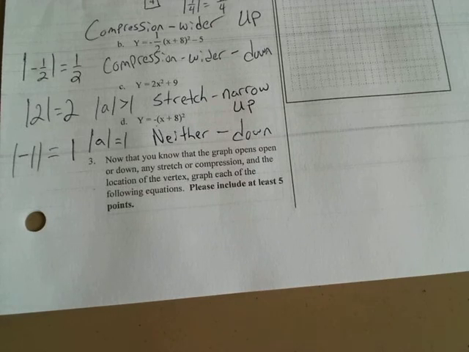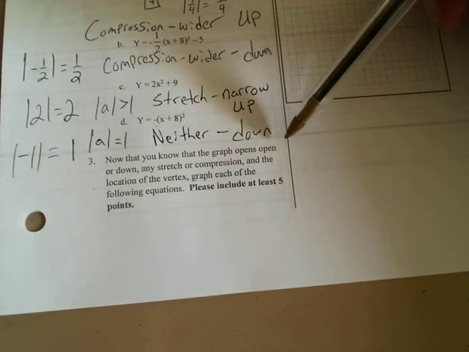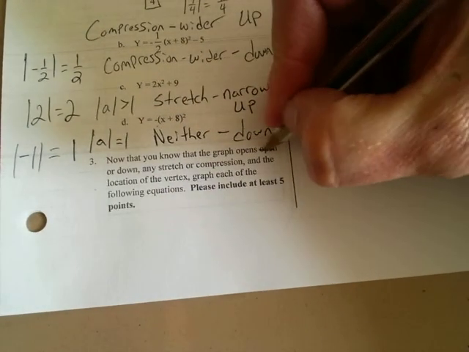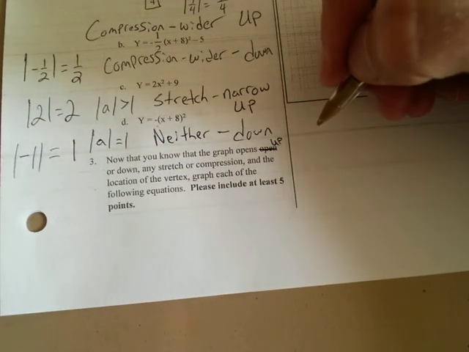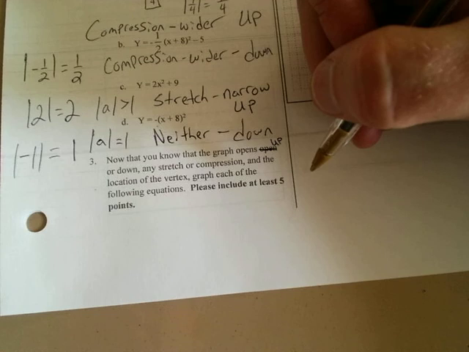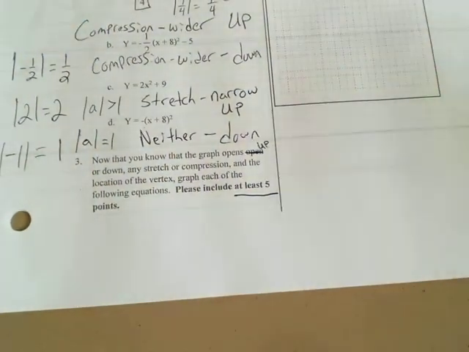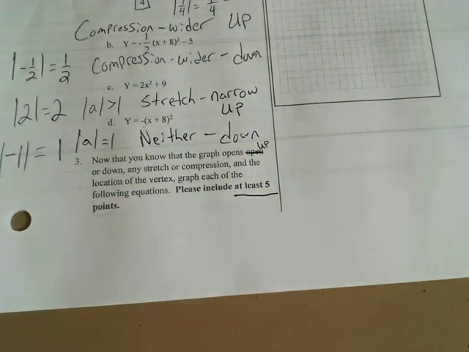Now, looking at number 3, we are going to have to graph. The directions say, now that you know that the graph opens up or down, any stretch or compression, and the location of the vertex, graph each of the following equations. Please include at least 5 points. So we need at least 5 points for this.